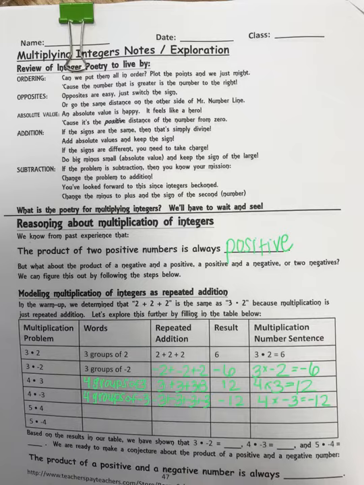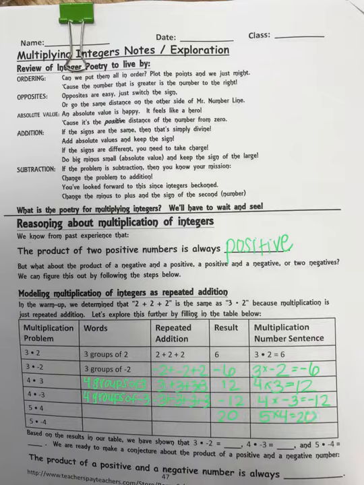All right, 5 groups of 4, and then the repeated addition is? 4 plus 4 plus 4 plus 4, 5 times, right? And what's the result? 20. So our number sentence can be 5 times 4 equals 20.